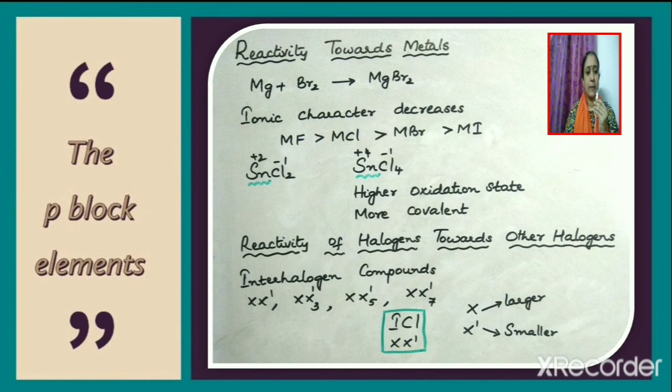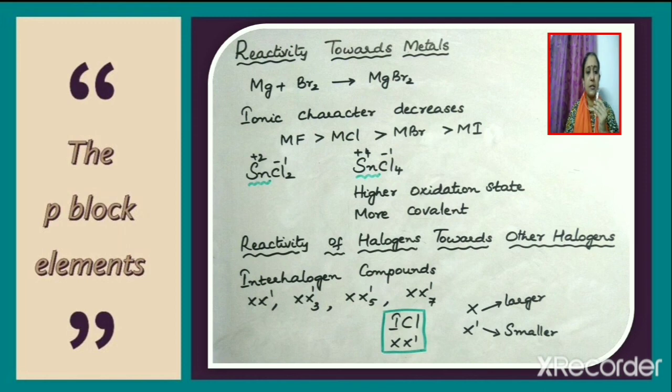Reactivity towards metals. Halogens react with metals like sodium and magnesium to form ionic compounds. For example, magnesium reacts with bromine to give magnesium bromide. Sodium reacts with chlorine to give sodium chloride. The ionic character of these compounds decreases in the order fluoride > chloride > bromide > iodide.